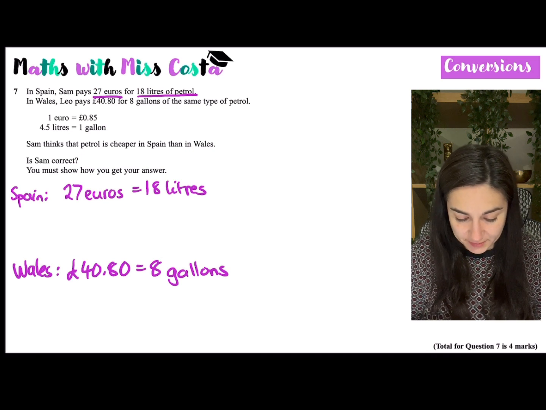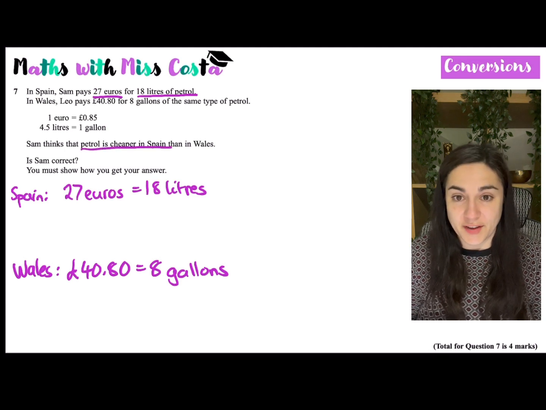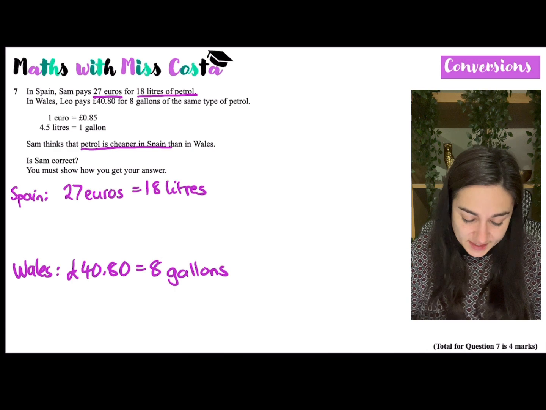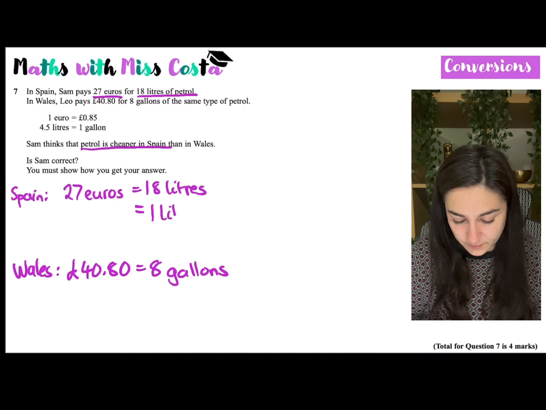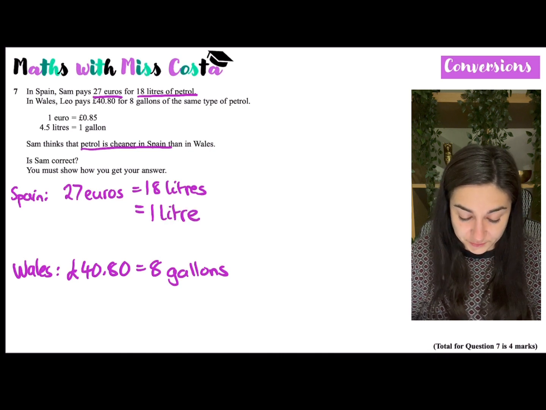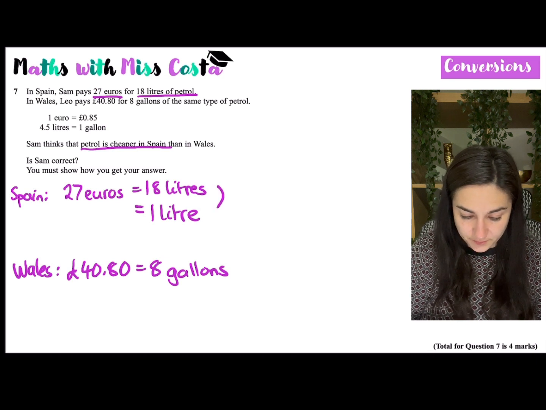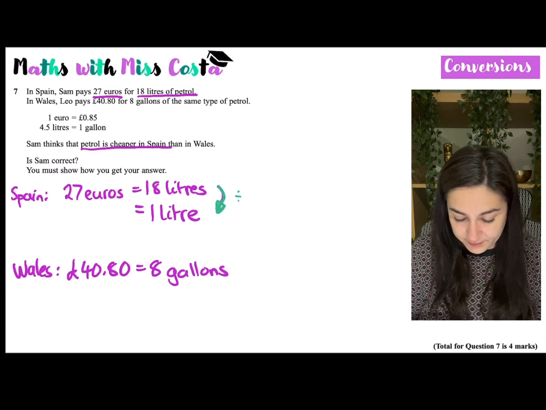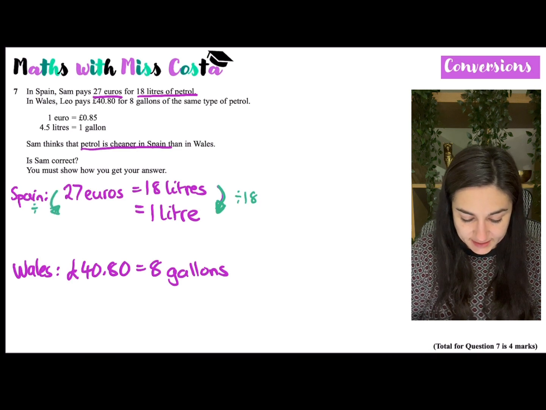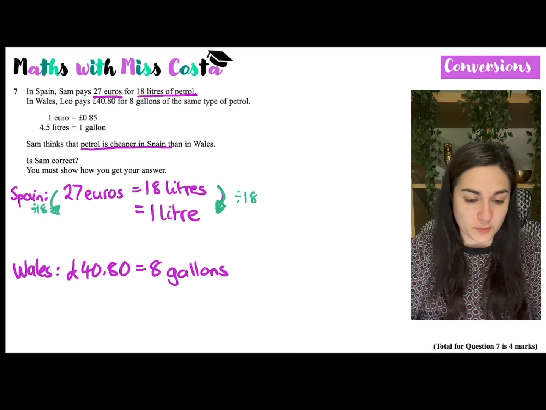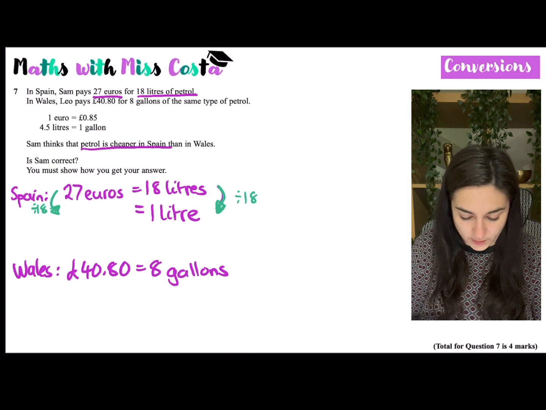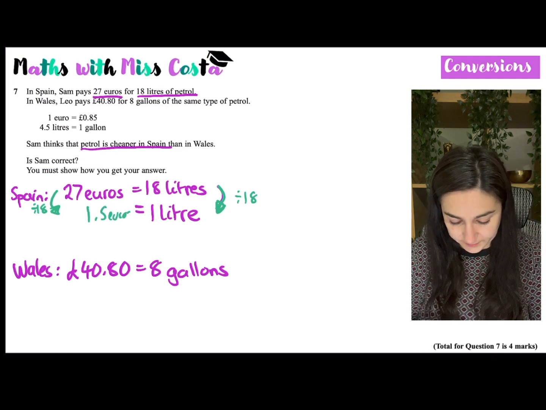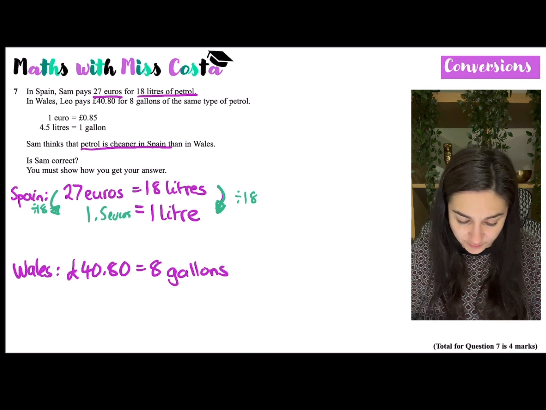Sam thinks that petrol is cheaper in Spain than in Wales. Is he correct? So there are loads of ways that we could do this question depending on which you do first. I'm just going to show you one way that I would do it. So first of all, I would figure out how many euros a litre of petrol costs in Spain. So what have I done to go from 18 litres to 1 litre? I've divided by 18. So I need to do the same thing to the other side because this is all in direct proportion. So 27 divided by 18 is 1.5 euros. Okay, so 1 litre costs 1.5 euros.